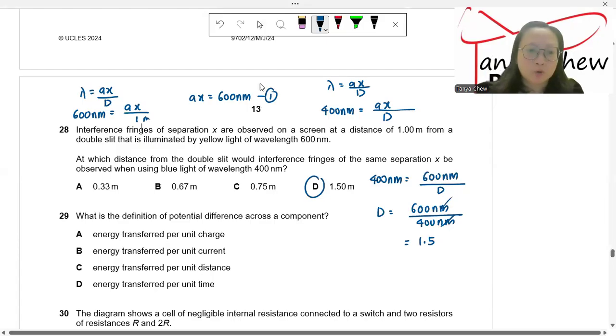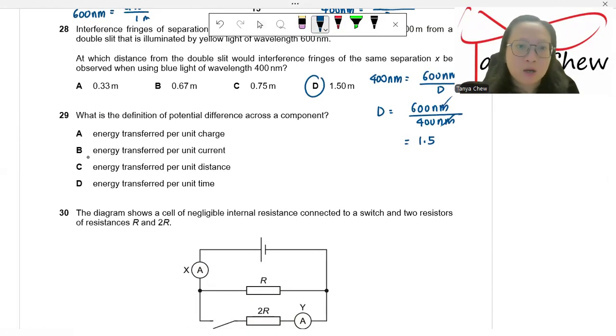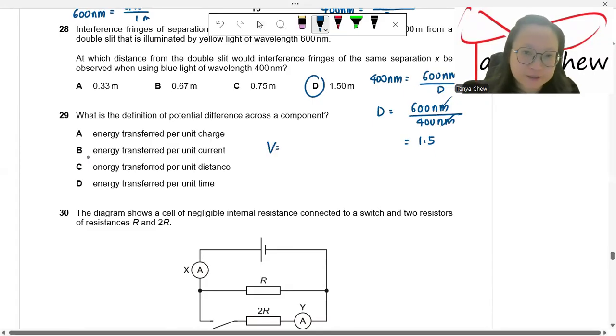Okay. So 29, what is the definition of potential difference across a component? Definition of potential difference is the work done or the energy to move a charge from one point to the other point. Right? Energy transferred per unit charge is the answer, A.